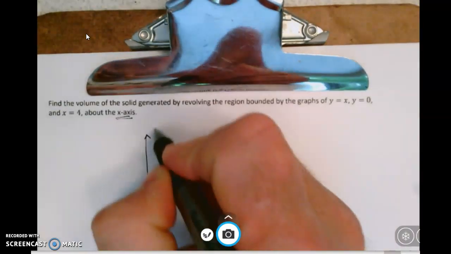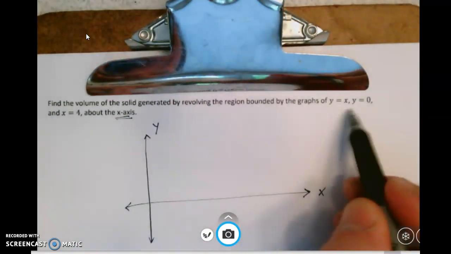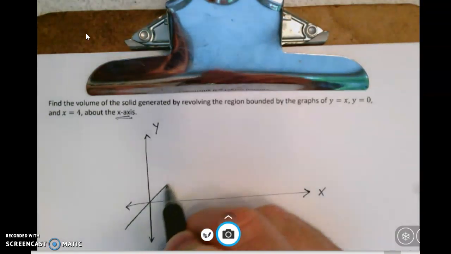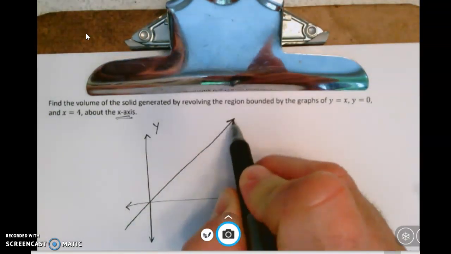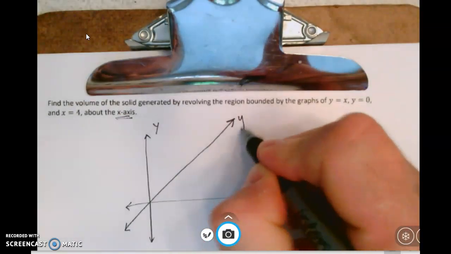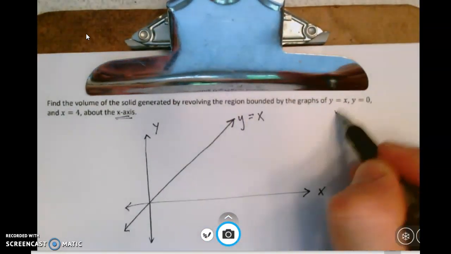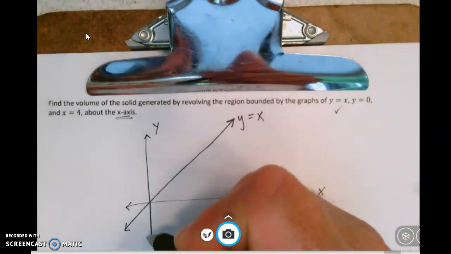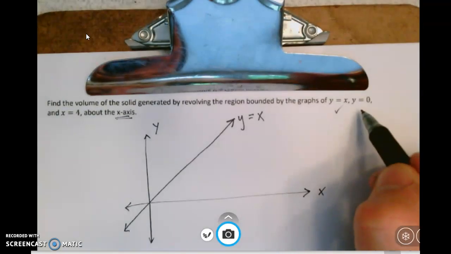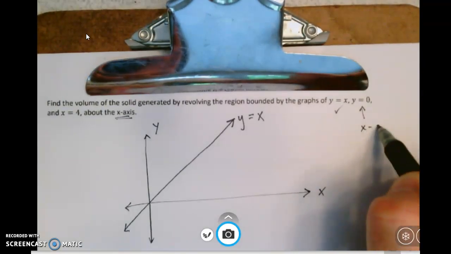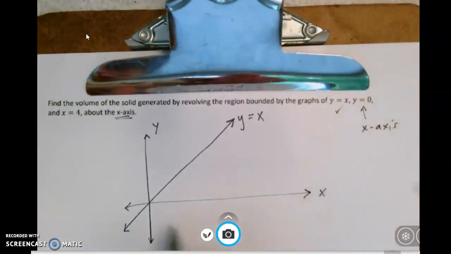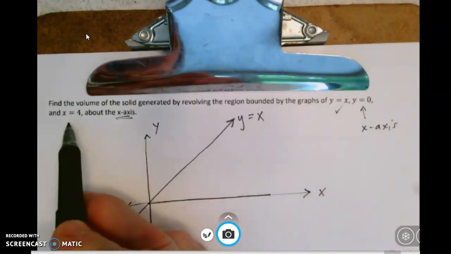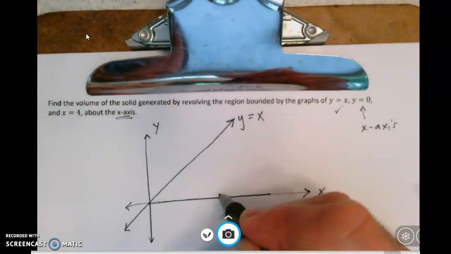Now we need to understand what we're talking about with these things. Y equals x is a basic equation like that. So that's that. Y equals 0. This is my y-axis. This is my x-axis. I need to remember that. So this is the bottom boundary. X equals 4 is simply x equals 4.